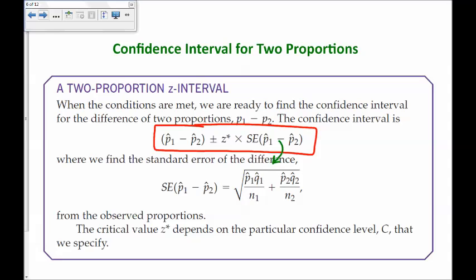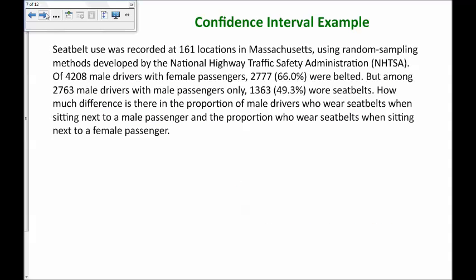That's basically it. I want to give you an example of confidence intervals. Seatbelt use was recorded at 161 locations in Massachusetts using random sampling methods developed by the National Highway Traffic Safety Administration, NHTSA. That's important because if you ask people if they wear their seatbelts, they're always going to say yes. So you have to find some other way of sampling, and this National Highway Traffic Safety Administration found a way to do a random sampling method.